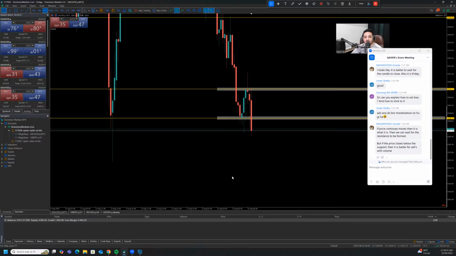Let's see in the last 2 minutes if it gives us some kind of confirmation, some kind of opportunity, or if it closes back into the range, then there's no opportunity to get there. So let's just wait.